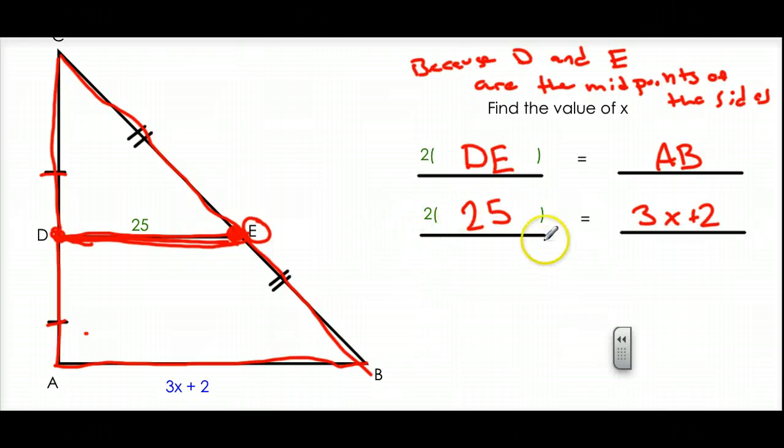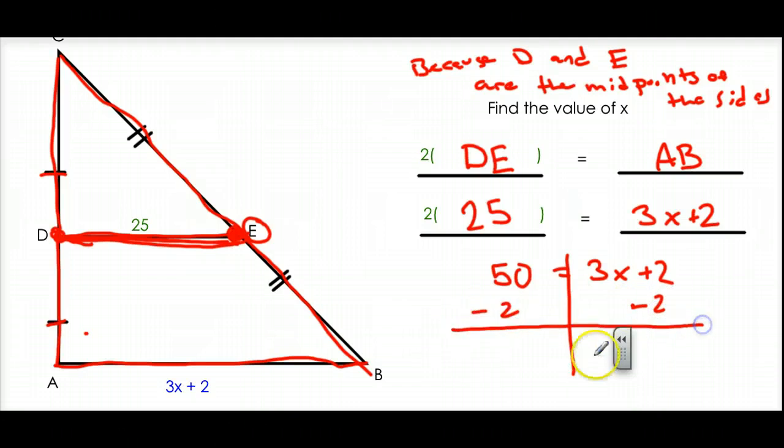So we just do 2 times 25, which gives us 50. So 2 times the midsegment equals the base. Now, for both sides, we're going to subtract 2 to solve this equation. This cancels out. We get 3x is equal to 48. Divide both sides by 3. We get x is equal to 16.